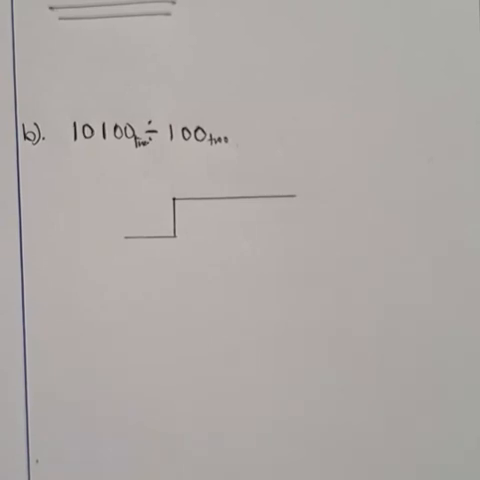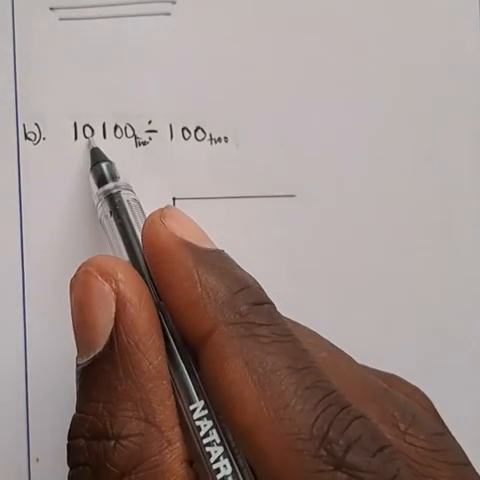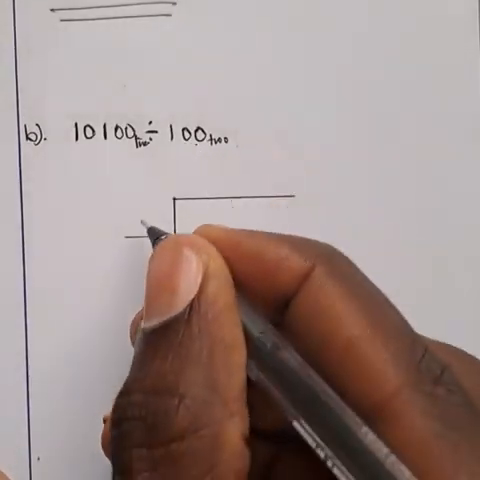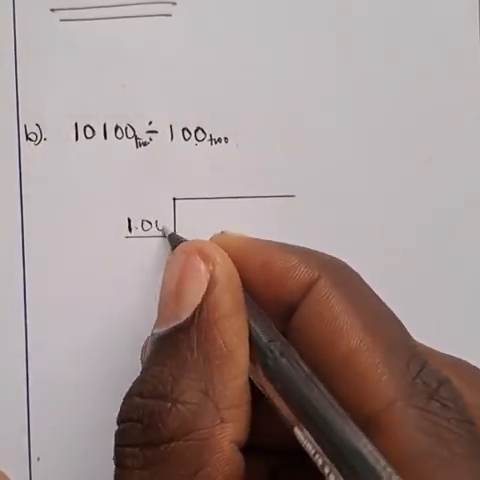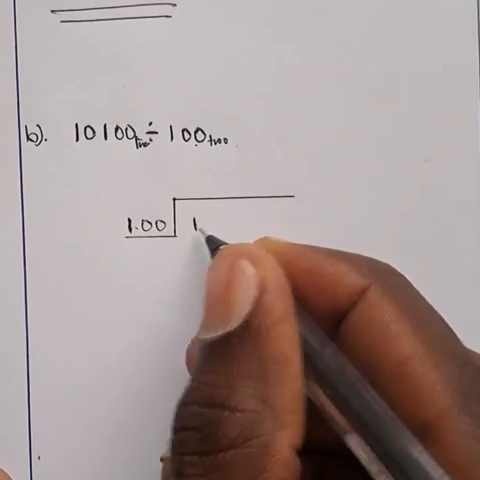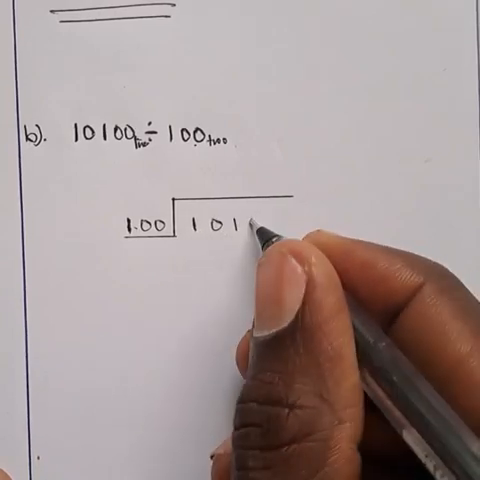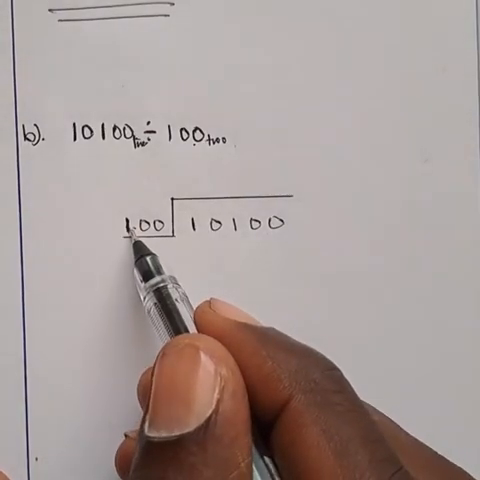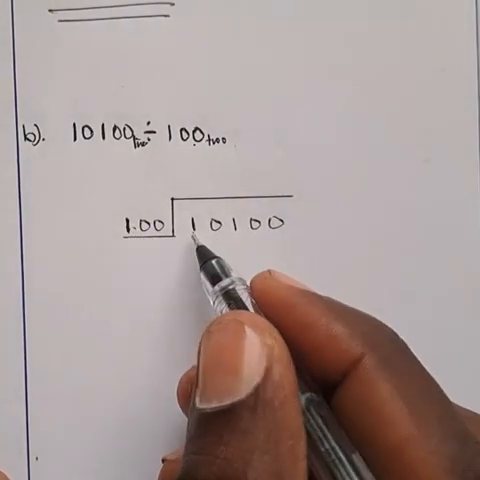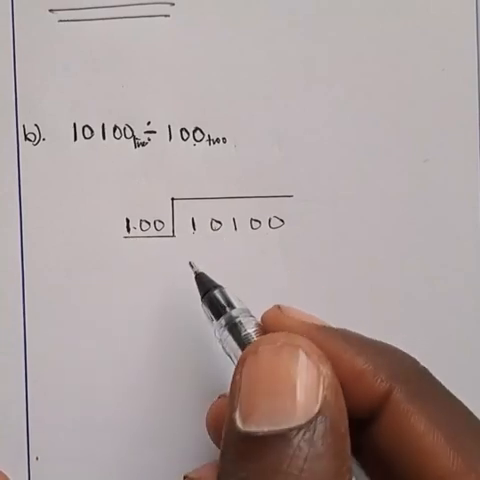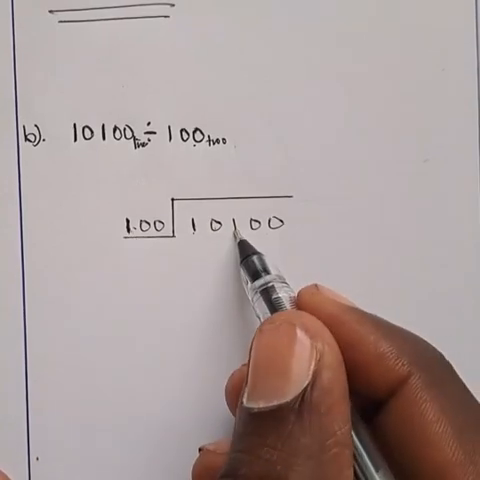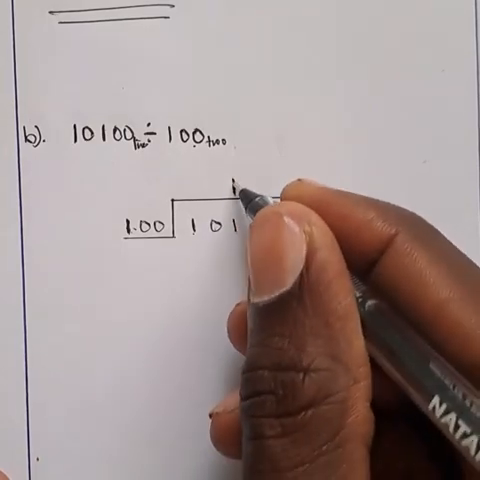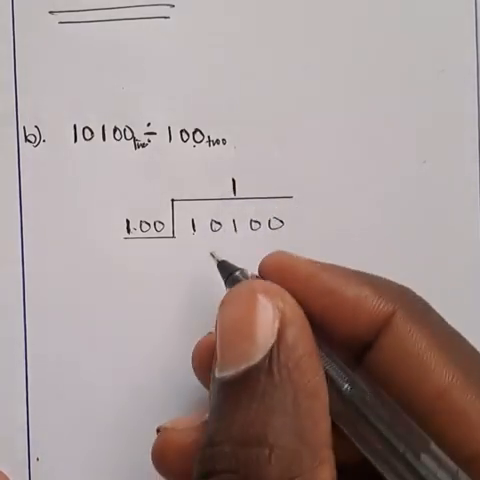So we have another one here. 10100 divided by 100. So again, this becomes our divisor, 100. Then our dividend is 10100. So again, step by step, we just say 100 into 1, it can't. 100 into 10, still it can't. 100 into 101, it goes there one time. So we put 1 just above this one there. So we put 1 there. 1 times 100, that is 100.